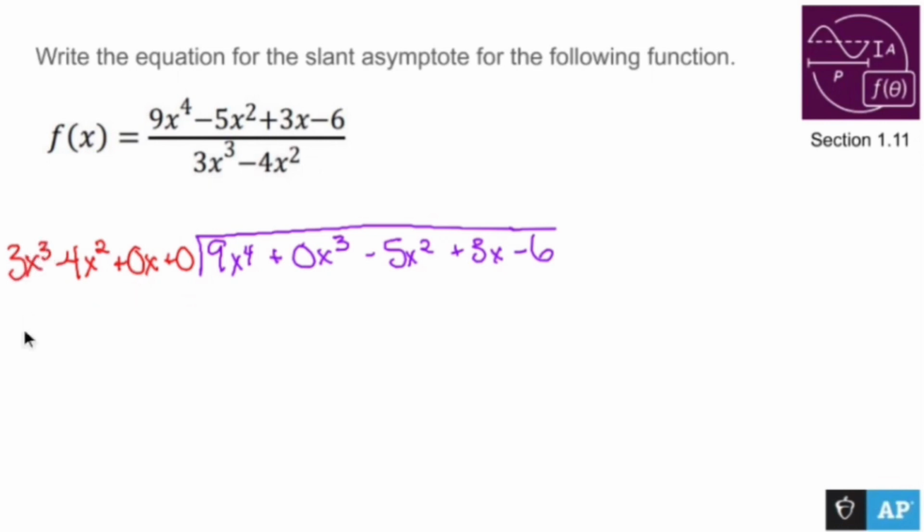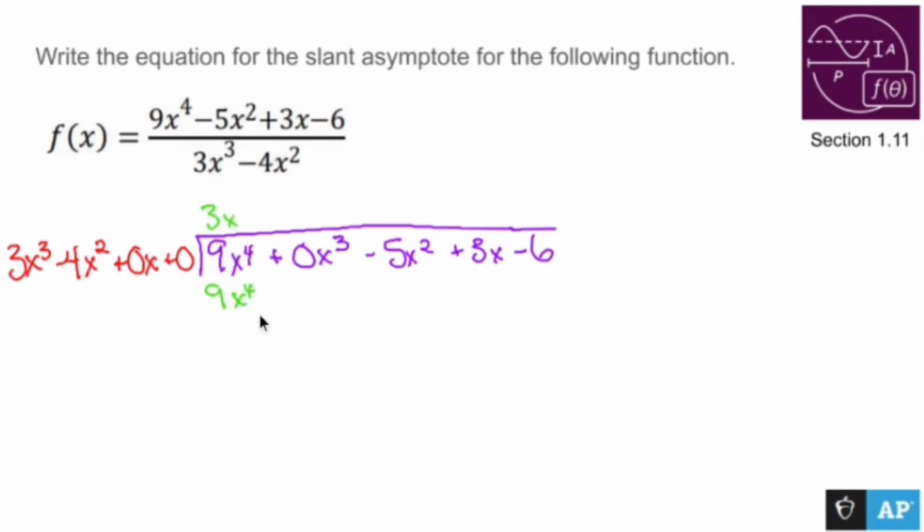3x cubed times what gets me 9x to the 4th? Well, 3 times 3 is 9, and x cubed times x is x to the 4th. Take that number and multiply it to the entire factor. 3 times 3x cubed is 9x to the fourth. This will always be the same unless you did something wrong.